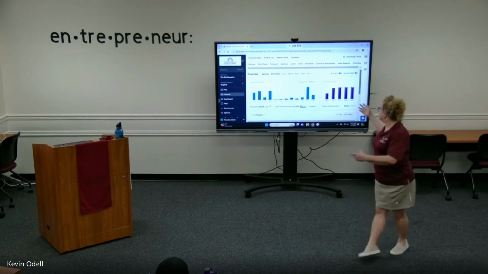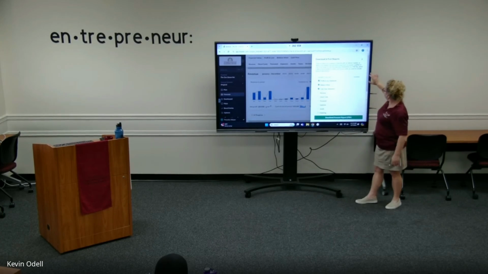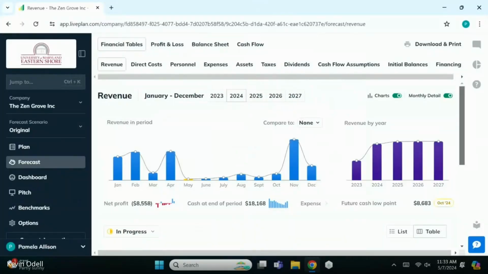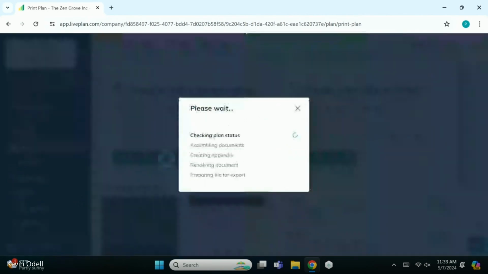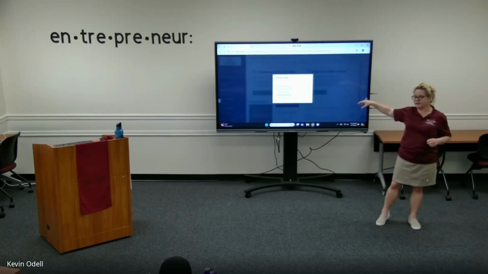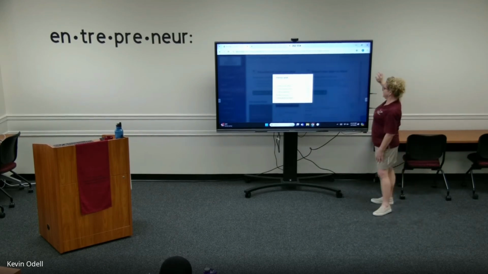And this part, if I print it from here, actually wait, after that, I'll go to my plan and I do a print. Now what it's going to do is include all that financial information that we put into it. So yes, it absolutely helps you with your financials.